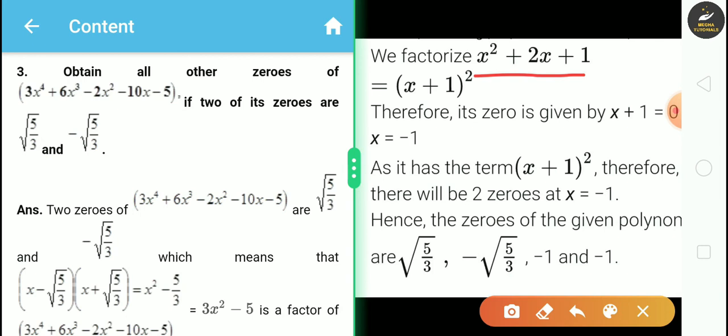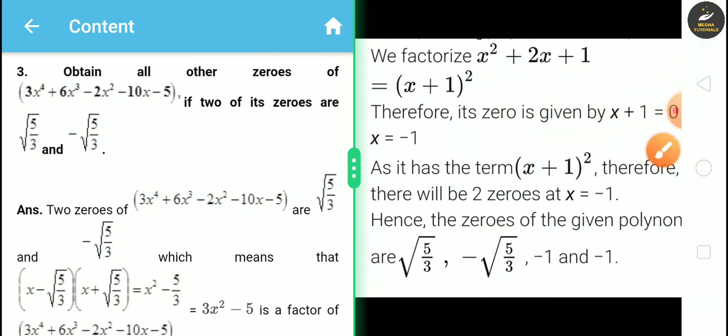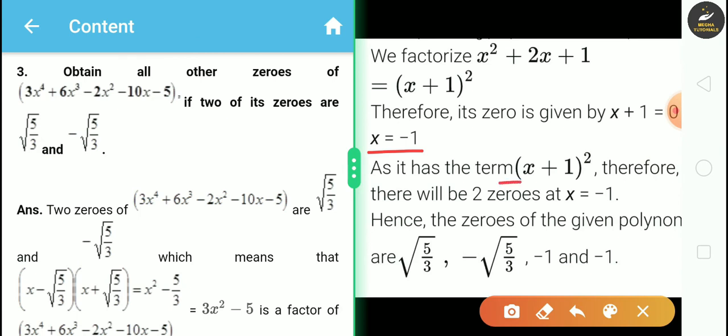Now to find a factor, we will equate x plus 1 the whole square with the 0, that is x plus 1 into x plus 1 is equal to 0. So if we compare this bracket with 0, then we will get x is equal to minus 1. Now since x plus 1 the whole square is there, therefore we have to consider two zeros, that is x is equal to minus 1 and x is equal to minus 1. Therefore we can write the final answer as the zeros of the given polynomials are root 5 upon 3, minus root 5 upon 3, minus 1 and minus 1. So this is your final answer.